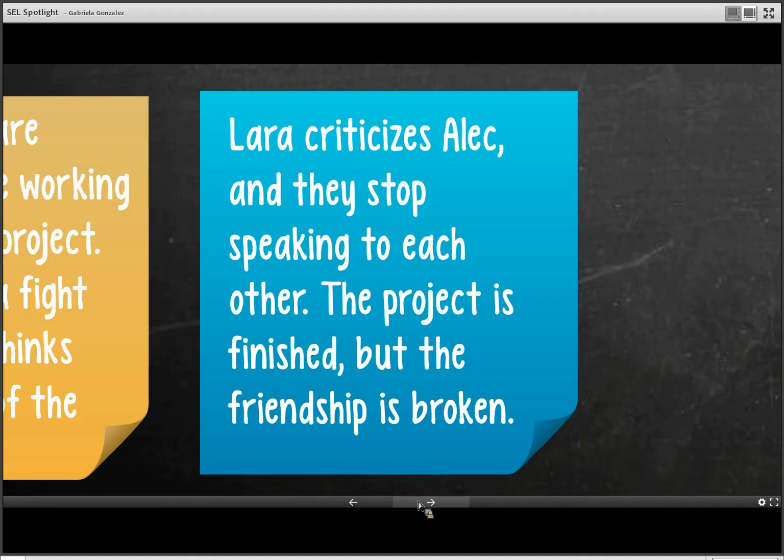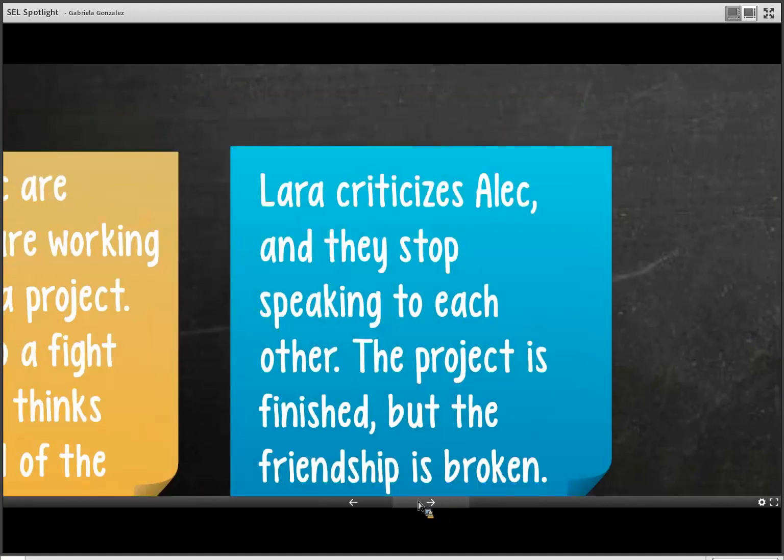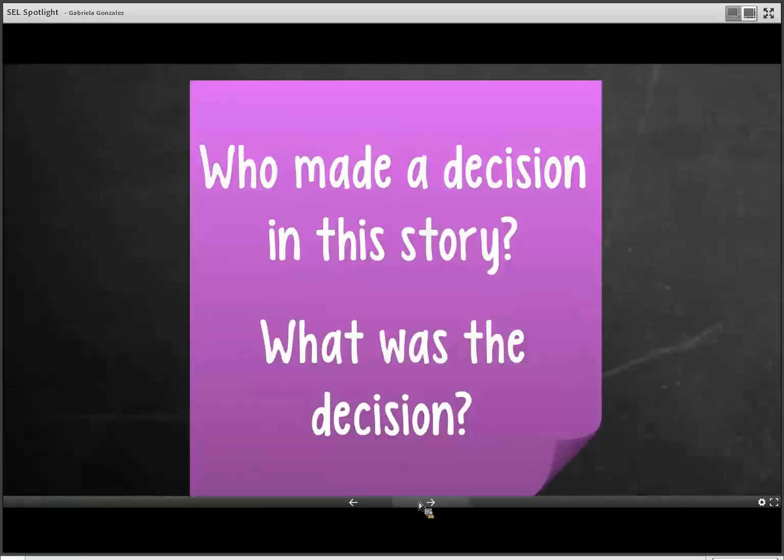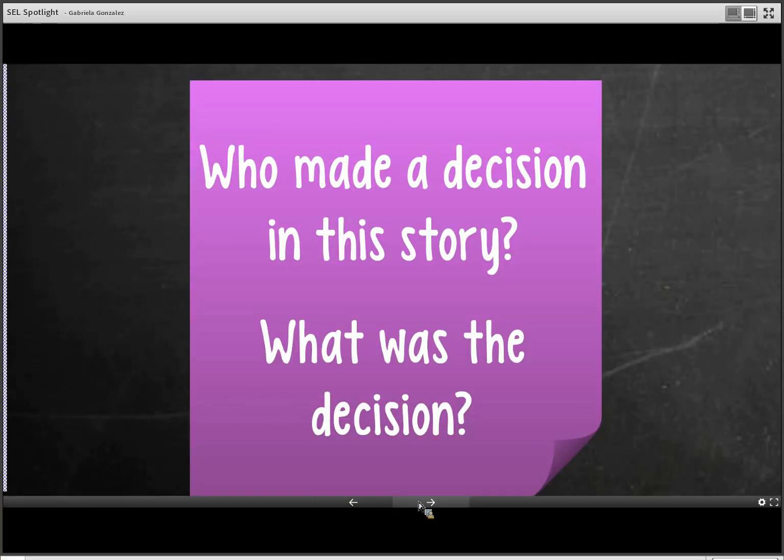Who made the decision in that story? What was the decision that was made? Did you notice that Lara made a decision to criticize Alec? Some of you may argue that Alec made the decision not to help on the project, but the scenario I shared with you only stated that Lara thinks she's doing all the work. We don't really know for sure if Alec is not helping or doing his fair share.